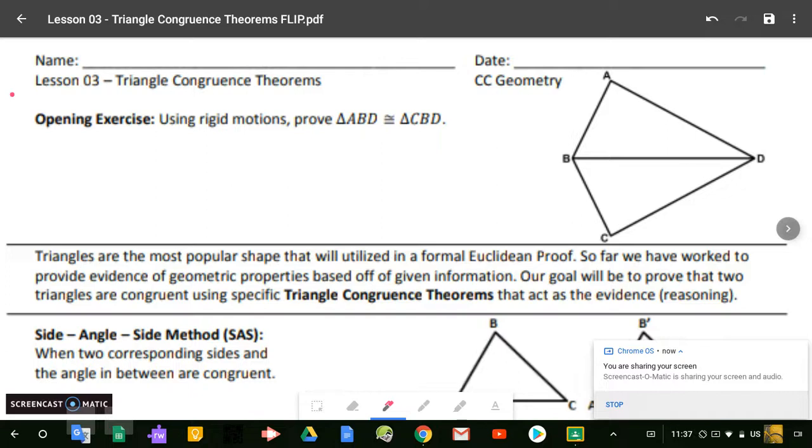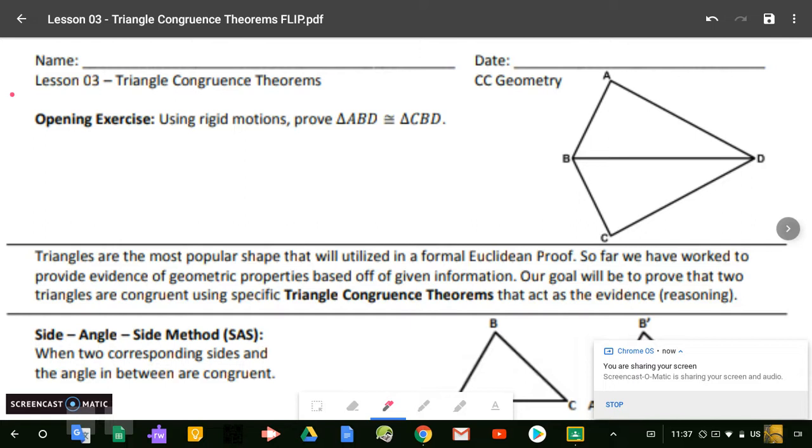Before you start to watch this video, I want you to take a moment and attempt the opening exercise. After you've attempted this opening exercise, we should know that a rigid motion preserves length and angle measure. So you should have some explanation of that written on your paper.